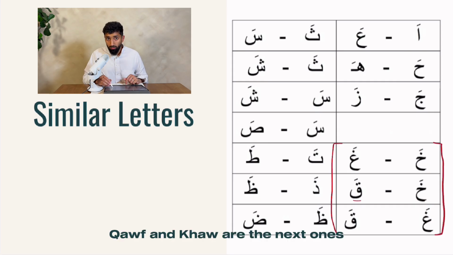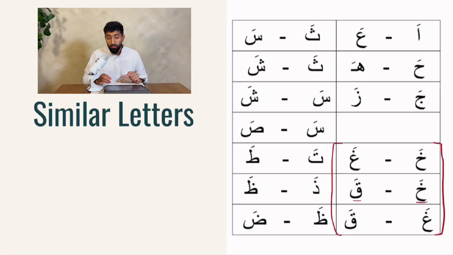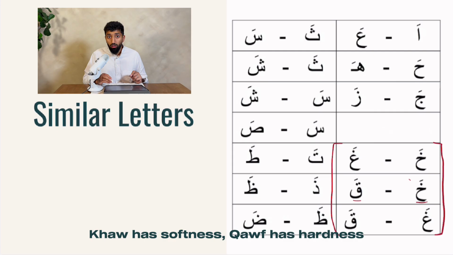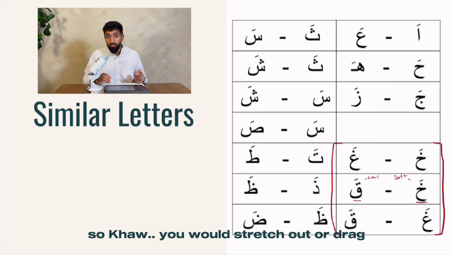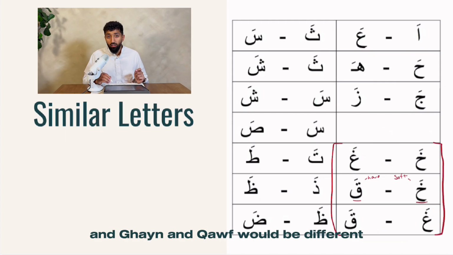Qaf and kha are the next ones that we compared in depth in the previous video. Again, they come from neighboring makharij. Kha has softness, qaf has hardness, so kha you would stretch out or drag the consonant sound, and qaf is more wet sounding, and ghain and qaf would be different for the same exact reasons.